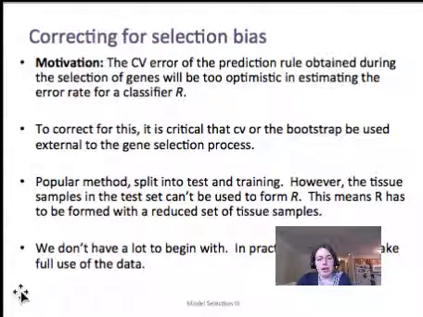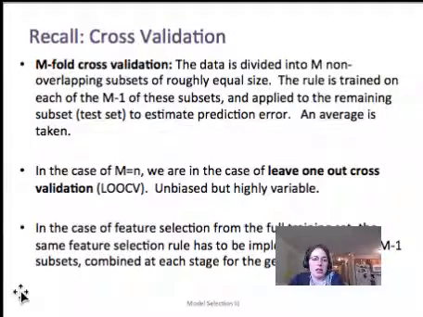A popular method of doing this testing is to split the data into test and training. However, the tissue samples in the test set can't be used to form R. So we have to put those aside. This means R has to be formed with a reduced set of tissue samples, and usually we don't have a lot to begin with. In practice, we want to make full use of the data. So they talk about cross-validation, and so we're going to go through that again.